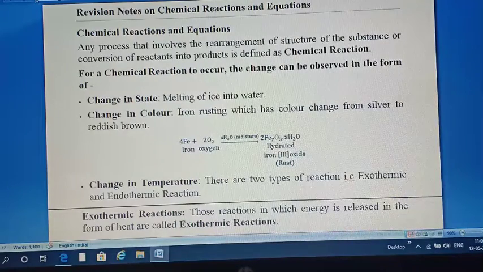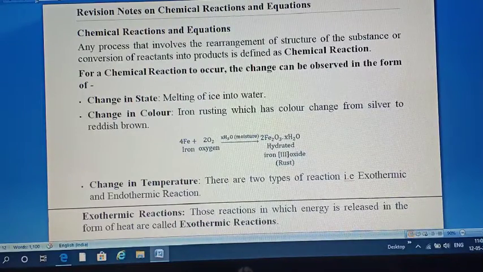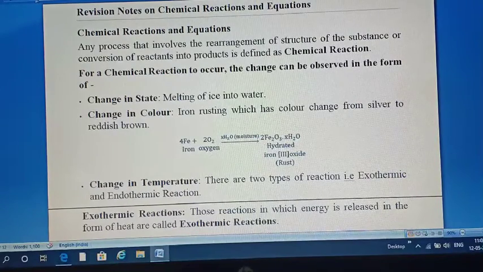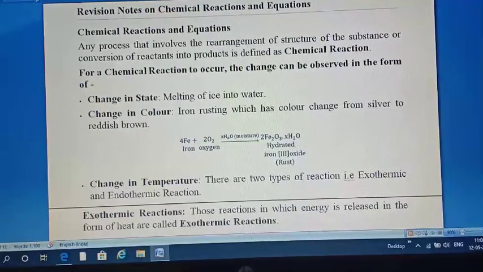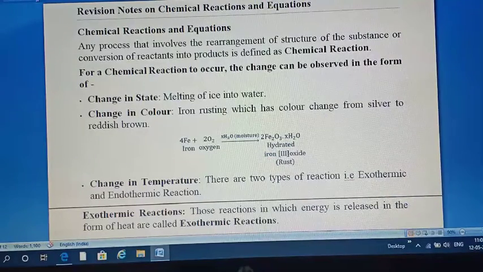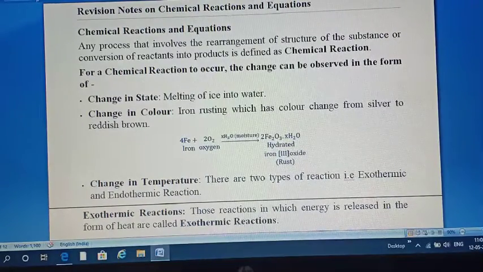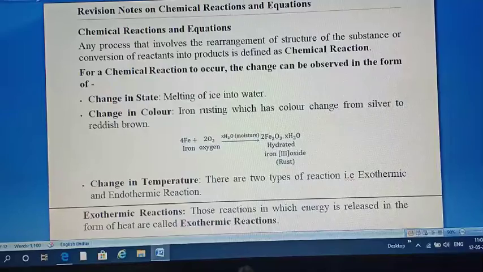Second one, the change in color. During the rusting of iron, as you know, the color turns from silver to reddish brown. So we also consider it a chemical reaction. Then the change in temperature. There are two types of reaction based on temperature: exothermic reaction and endothermic reaction.